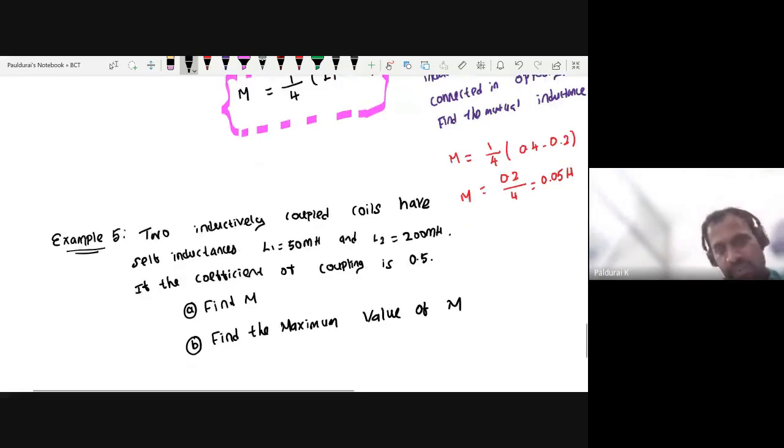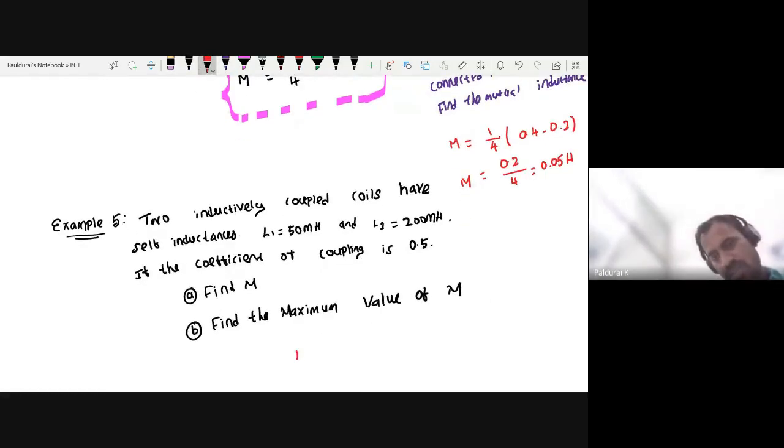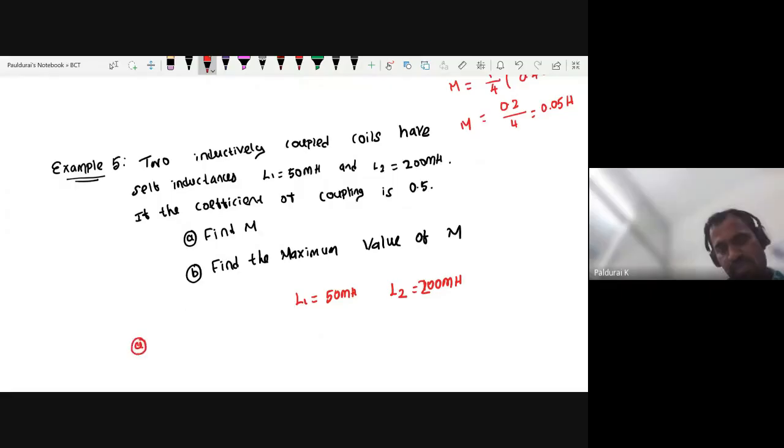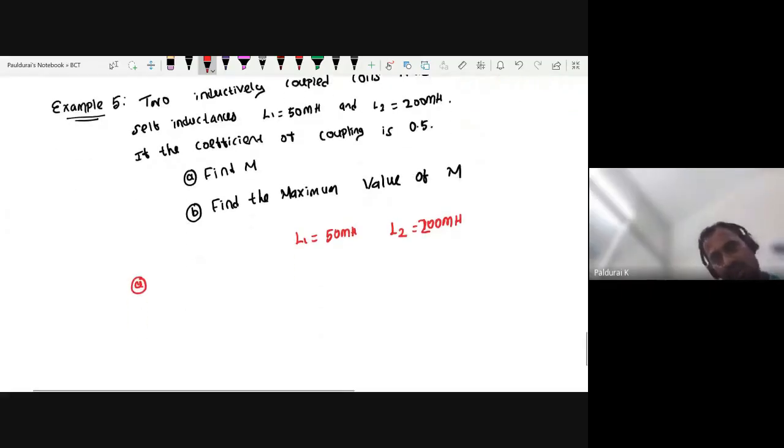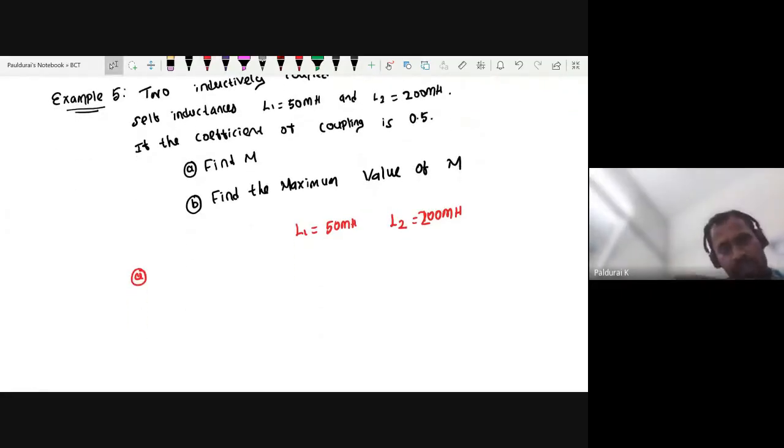So in simple words, for problem number 5, they have given L1 and L2. L1 is 50 millihenry, and L2 is 200 millihenry. You want to calculate M in subdivision A. In subdivision B, you want to calculate the maximum value for M. So you know the formula for M, right? M equals K times square root of L1 L2. Am I correct?